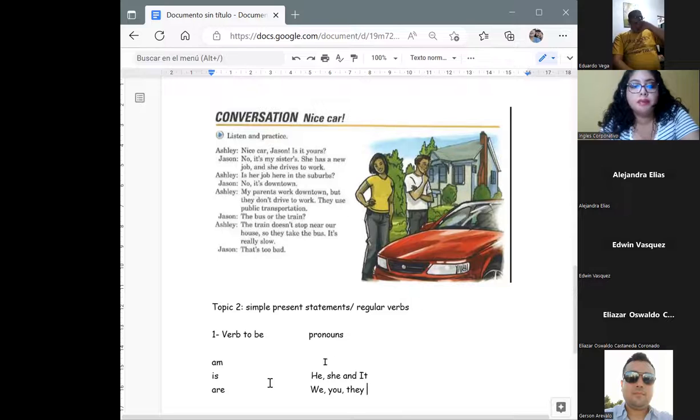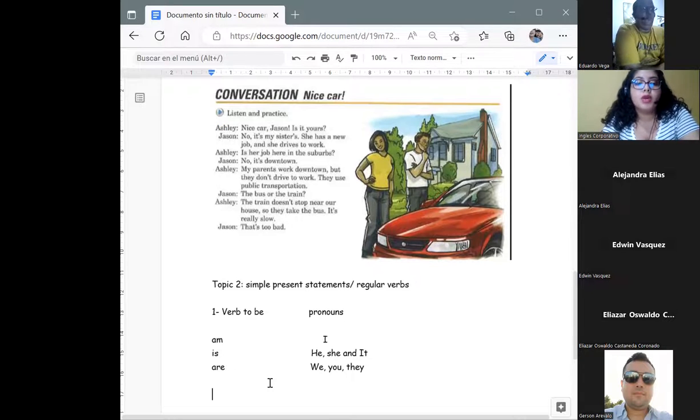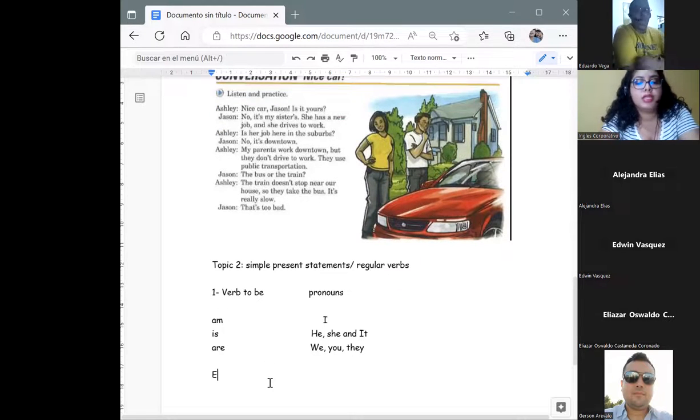En este caso, I am, yo soy, yo estoy, he is, she is, and it is. Él está, él es, ella está, ella es, eso es o eso está. Y are, we are, nosotros estamos, nosotros somos. You are, tú eres, tú estás, o en este caso, ustedes son, ustedes están, and they. Ellos son, ellos están. So, that is the base structure that we can use for the simple present statements. Podemos hacer oraciones simples solo utilizando el verbo to be. Vamos a ver algunos ejemplos.